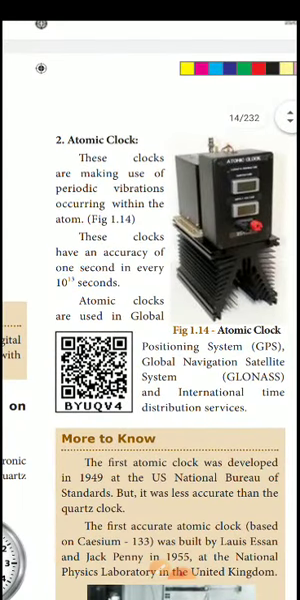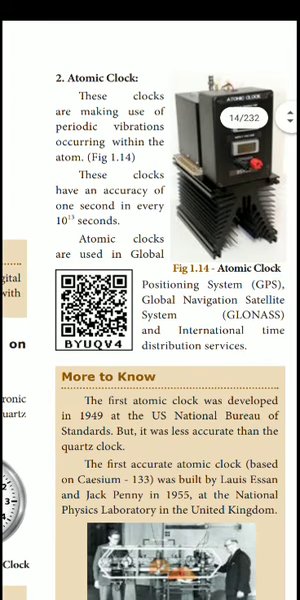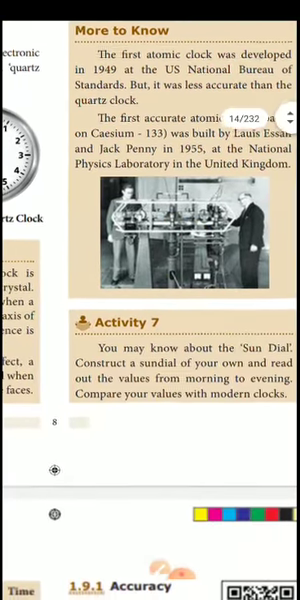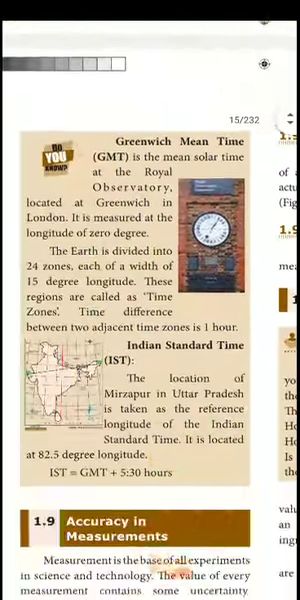Next, the atomic clock. These clocks make use of periodic vibration, and they have an accuracy of 1 second in every 10 to the power of some seconds. This is used in the global navigation system and international time distribution. So each has a different accuracy.